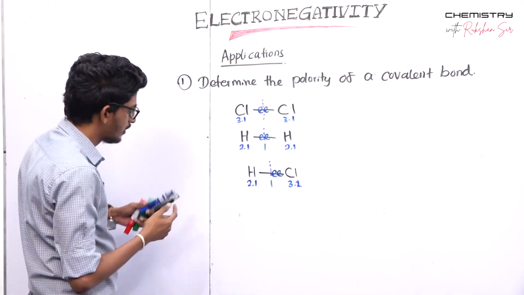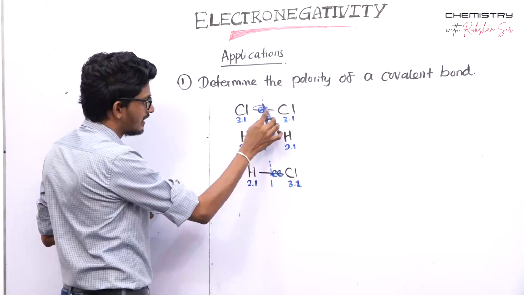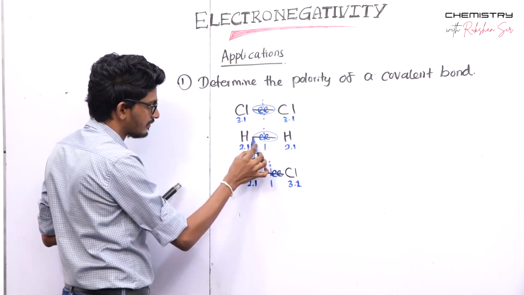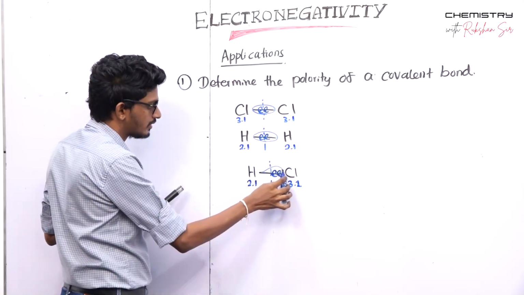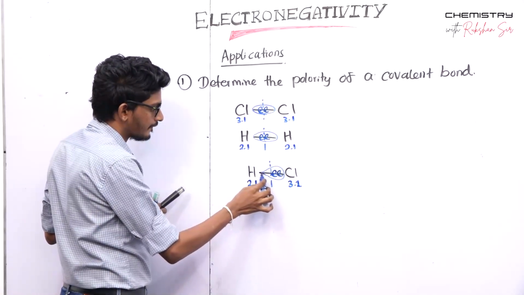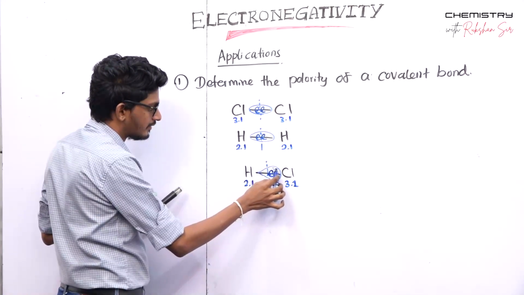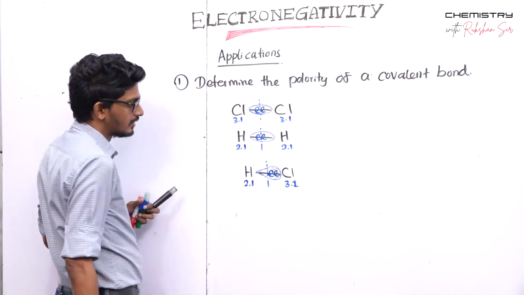So the electron density is not symmetric like this. These are symmetric electron densities. But here the electron density is more towards the chlorine. More negative nature is there with the chlorine, and less electron density with the hydrogen.